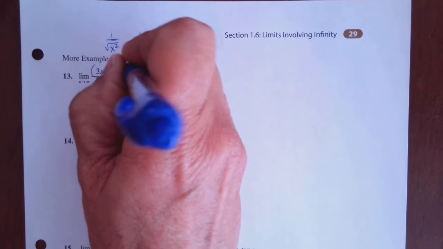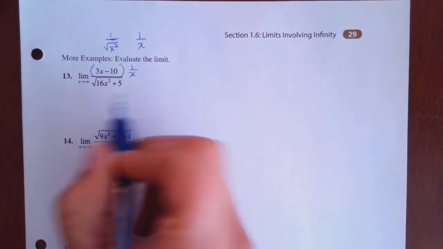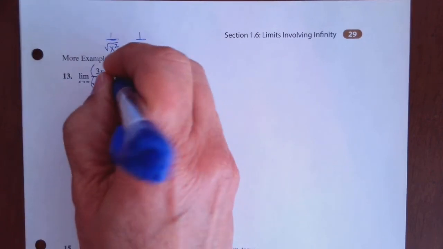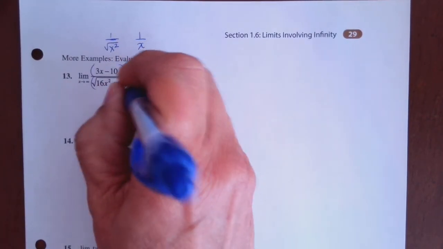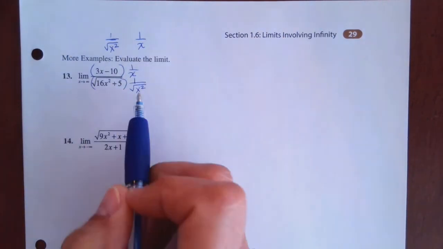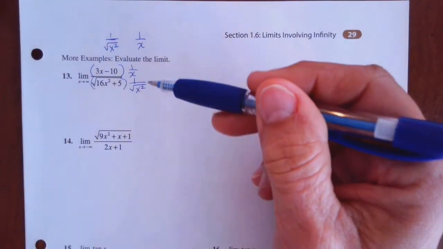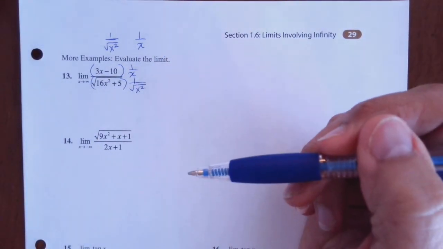When I multiply the numerator by the highest power in the denominator, I'll use the 1 over x format. But when I multiply things under the radical in the denominator, I'll use the square root format, because I have to multiply radicals by other radicals. So it's the same thing, it just looks a little different because of the radical.